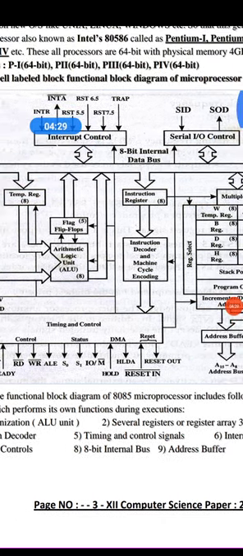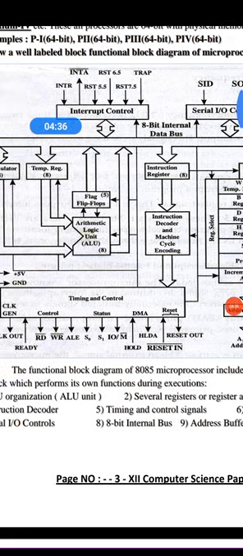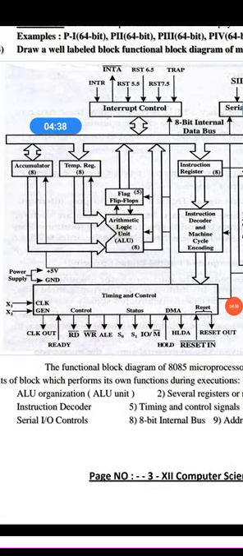Then the next part is the timing and control section, after seeing the ALU and registers. Here you clearly see different pins connected with this timing and control section. The first is clock X1, X2, which is used to input the clock to the control section so that it will create control signals using this clock and pass them over the different blocks of the 8085. Second is clock out, which gives the output clock frequency.